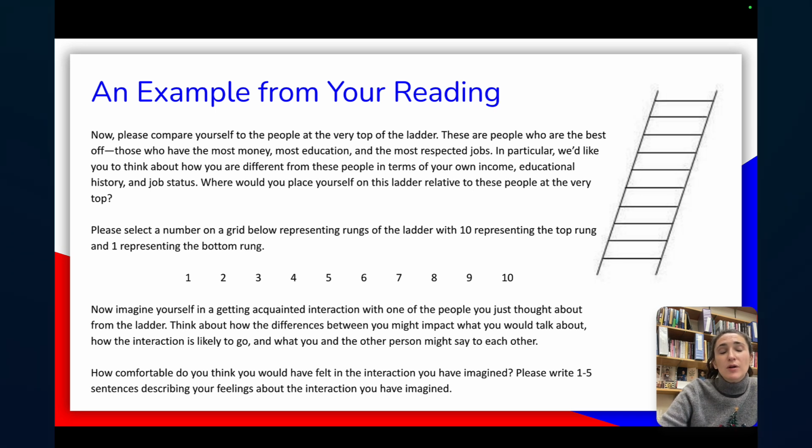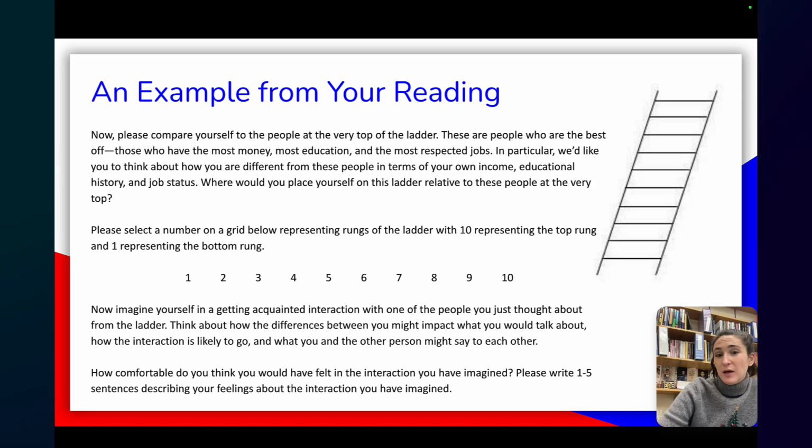Please select a number on a grid below representing rungs of the ladder, with 10 representing the top rung and 1 representing the bottom rung. Now imagine yourself in a getting acquainted interaction with one of the people you just thought about from the ladder. Think about how the differences between you might impact what you would talk about, how the interaction is likely to go, and what you and the other person might say to each other. How comfortable do you think you would have felt in the interaction you have imagined? Please write 1 to 5 sentences describing your feelings about the interaction you have imagined.